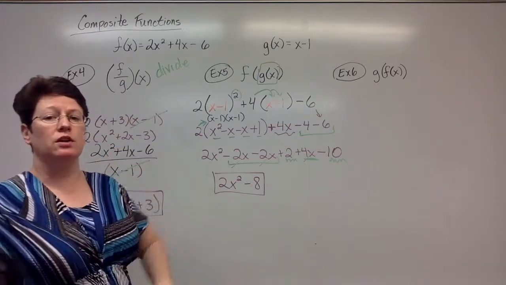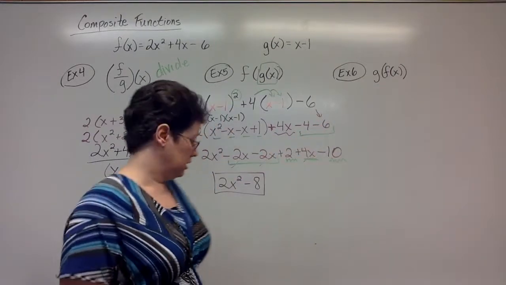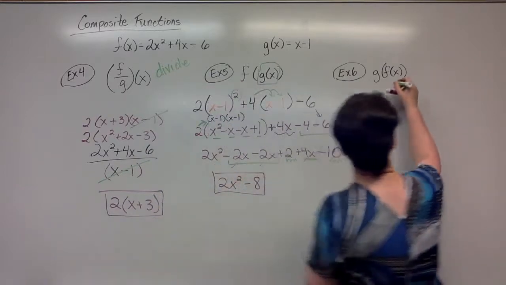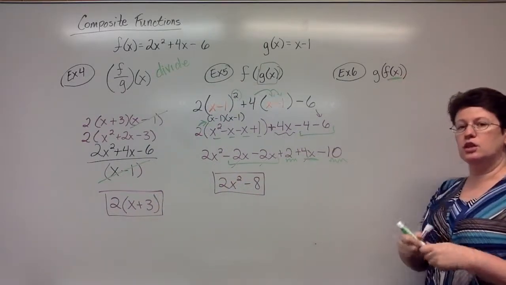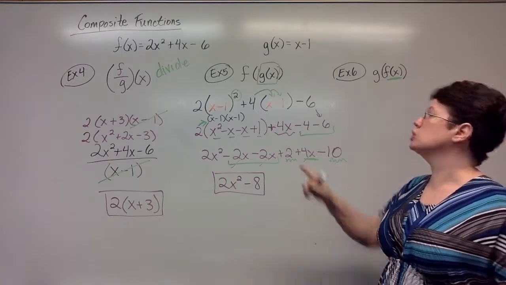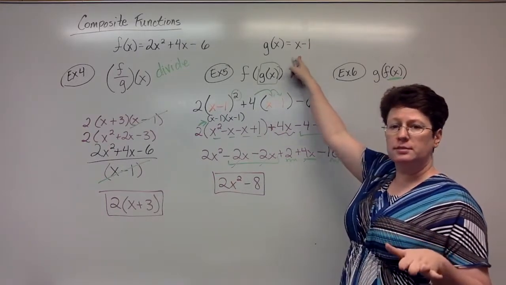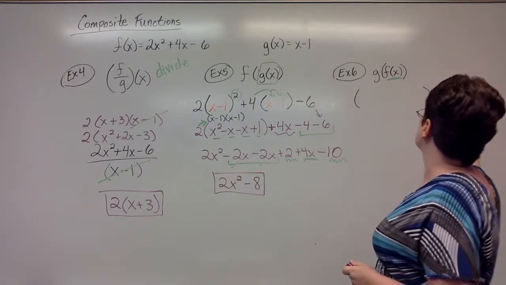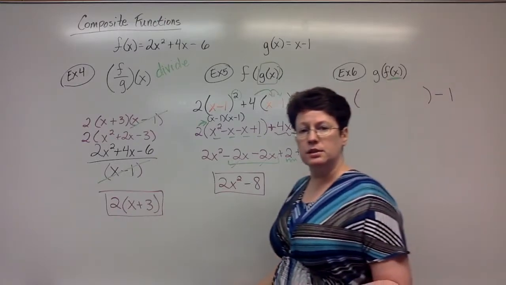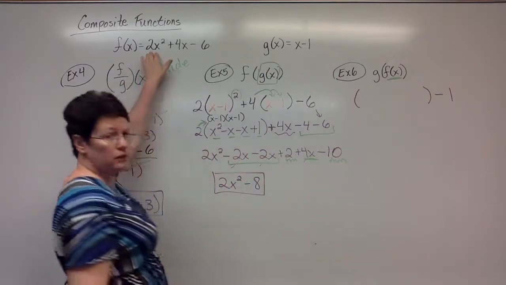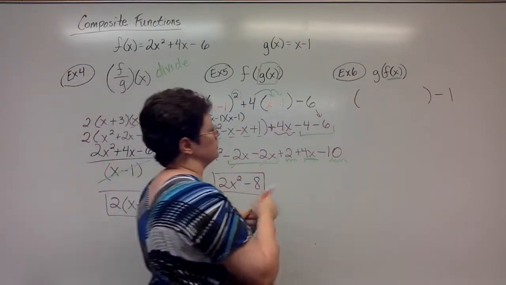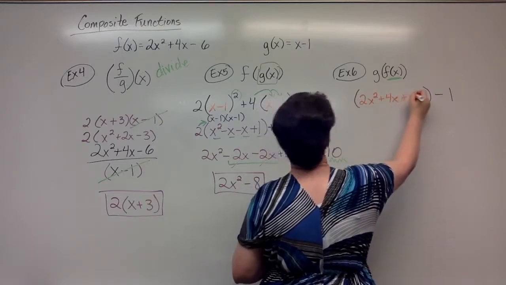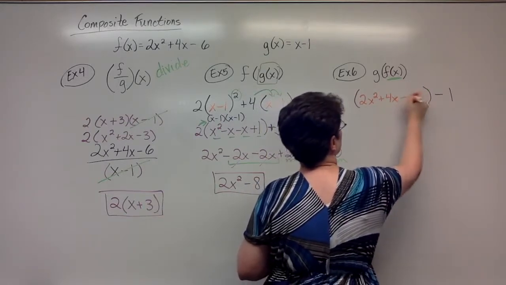Now we're going to do it the reverse, right? What are we doing? We're taking G and we're plugging in F. We're taking G and plugging in F. So I look at my G function. It's just x minus 1. Not a big deal. Everywhere there's an x, parentheses, then I put minus 1. What goes inside the parentheses? Yeah, the f function. That's going to be written inside the parentheses. So I have 2x squared plus 4x plus, minus 6.